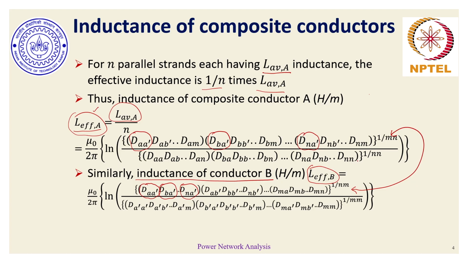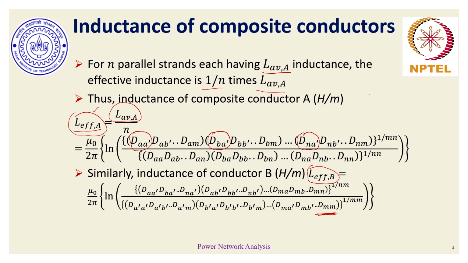The denominator, however, in L effective A is the geometric mean of n square distances, which are center to center distances between the strands, and for L effective B, the denominator is the geometric mean of m square distances, where these distances are center to center distances between strands in composite conductor B. So with this, we now have our expressions, or I would say simplified versions, of inductance evaluations for conductors A and B.